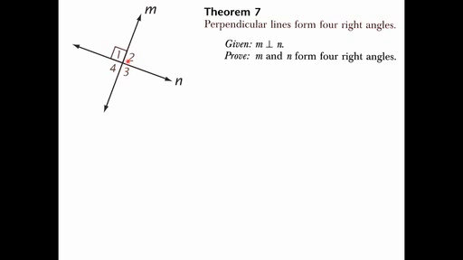And then look at angles 2 and 4. They're vertical angles, aren't they? So they would also have to be equal. So 4 would be 90, making them all right angles. So let's see how we do that in a paragraph proof.